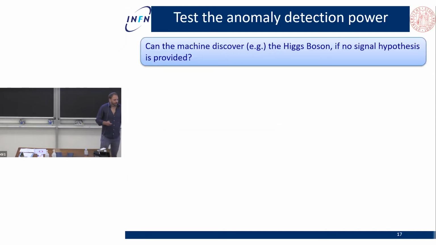So I want to stress the fact that you have to question yourself about how powerful your anomaly detection scheme is. The first one that I would mention is, imagine that we had no other idea about the Higgs. Can your anomaly detection algorithm find the Higgs boson without being told to look at it? So far, nobody has succeeded in that.